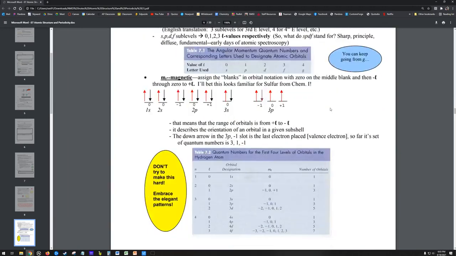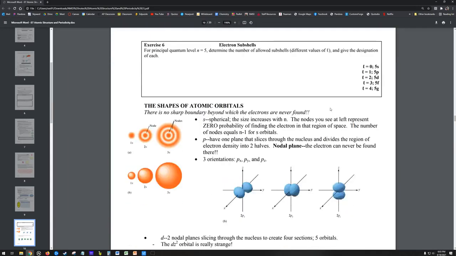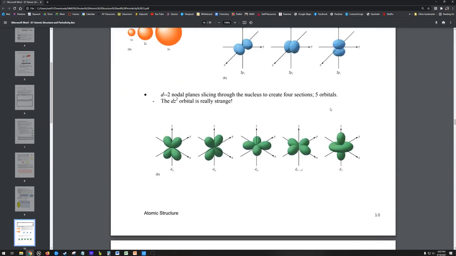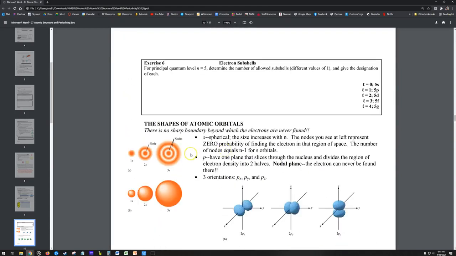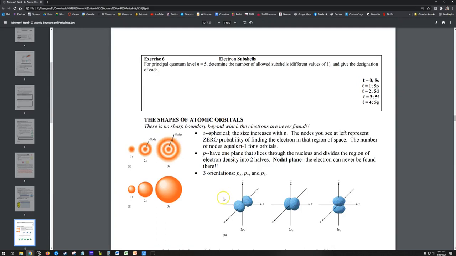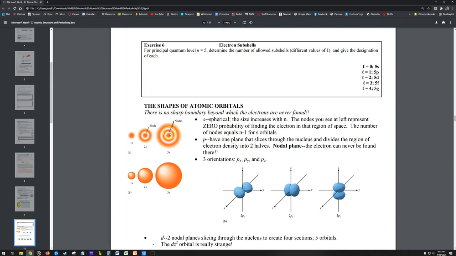So we talked about quantum numbers. I think we're pretty good there. We talked about the shapes of orbitals. Now here it is important to note that for the s orbital, you have the orbital structure, and then you have nodes between them. I talked about that before. So you have these gaps between them, and there's only one for each of them.